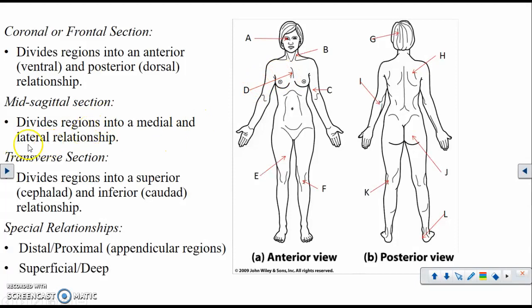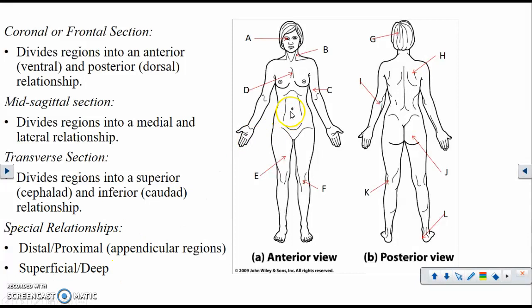Okay, and then we have transverse section. And the transverse section basically is if you just take sections that like chop this person this way. This is a terrible thing to say, and what that does is it divides regions into a superior, something on top, or cephalad, and inferior, sometimes called caudad relationship. Okay, there are two other special relationships.